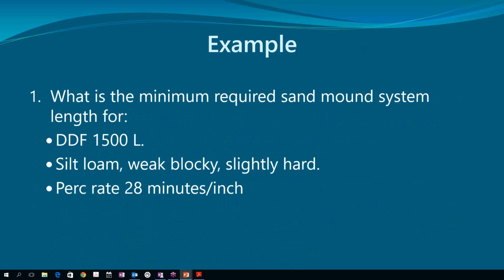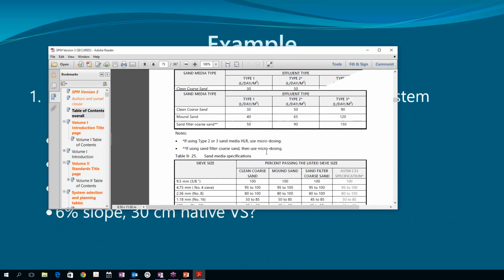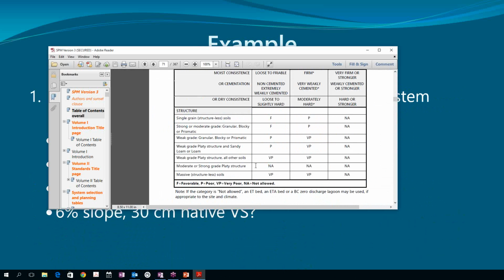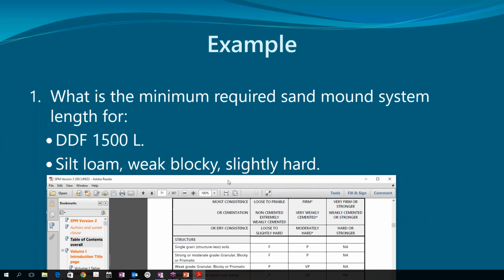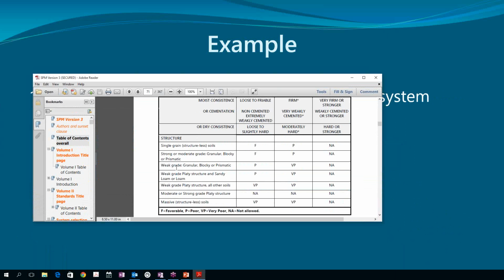There's the data. So, once again, we need to start with structure and consistence category. We're getting good at this now, right? Let's hope. Structure and consistence category. And the question told us that it was silt loam, weak, blocky, slightly hard. So weak, blocky, slightly hard looks to me like it's poor. I think I got that right. So it's poor structure and consistence category.